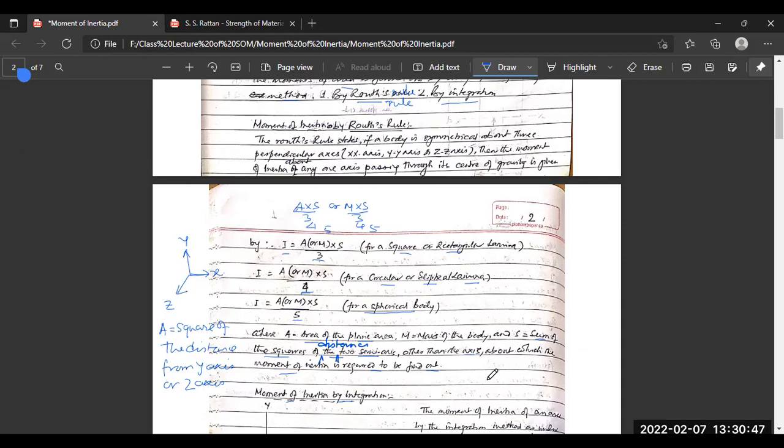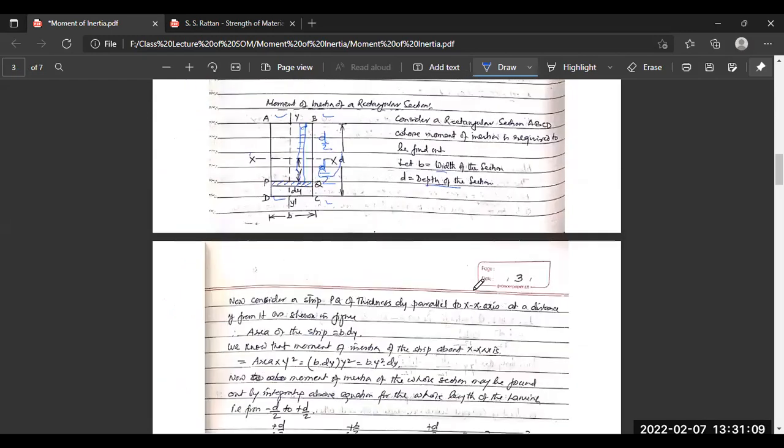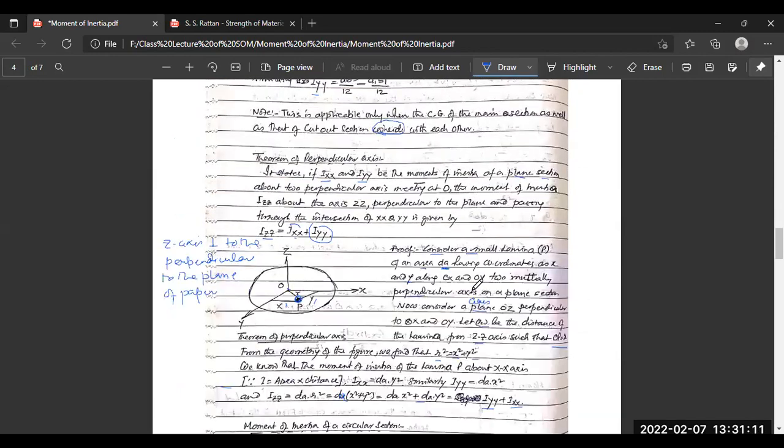So first of all, we have to remember this thing: A is the area of the plane area. Here our plane area is a circle, so the area of the circle, and the sum of the squares of the distances of the two semi-axes, say xx and yy. We have to find the distance from each of those axes, make it square and add it together to use this Rao's rule.